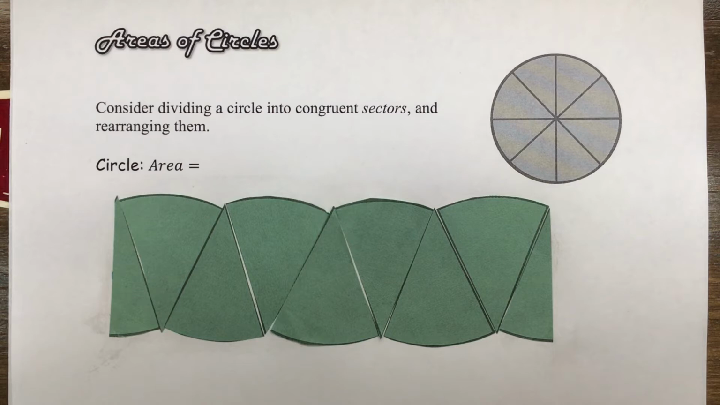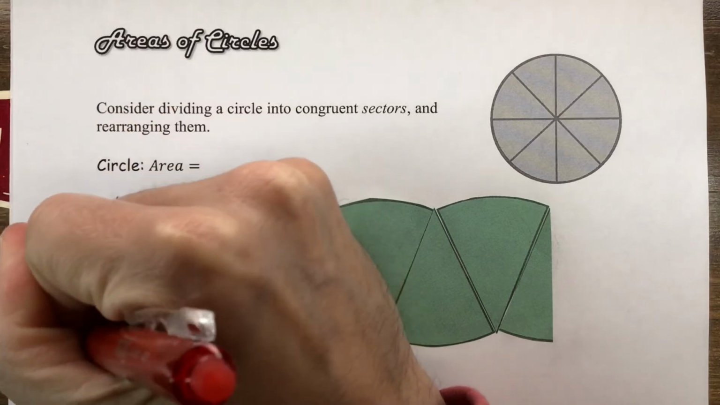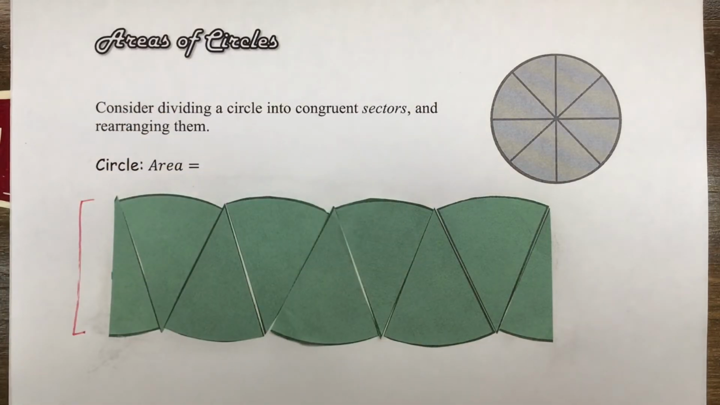Okay, so if we accept the idea that we can make this look more rectangular with more sectors, then we can treat the area of this like it were a rectangle. Okay, and that would be base times height. The height here is just the radius of the circle.